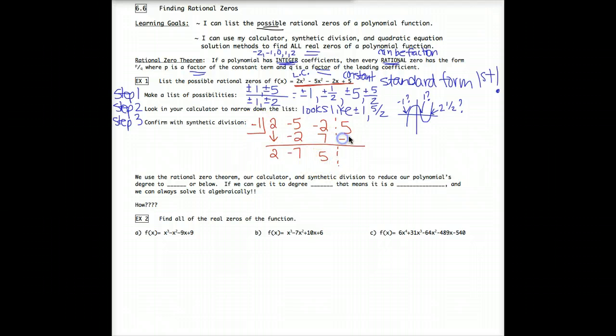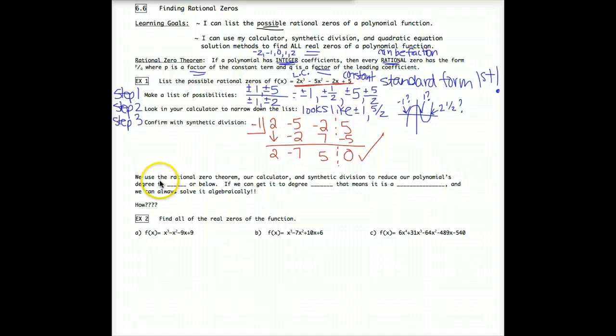Box times bottom and add. This confirms that -1 is indeed a 0, because if it's an x-intercept, there shouldn't be a remainder, and there isn't here. So that's step 3. We're going to confirm a 0 or more with synthetic division.